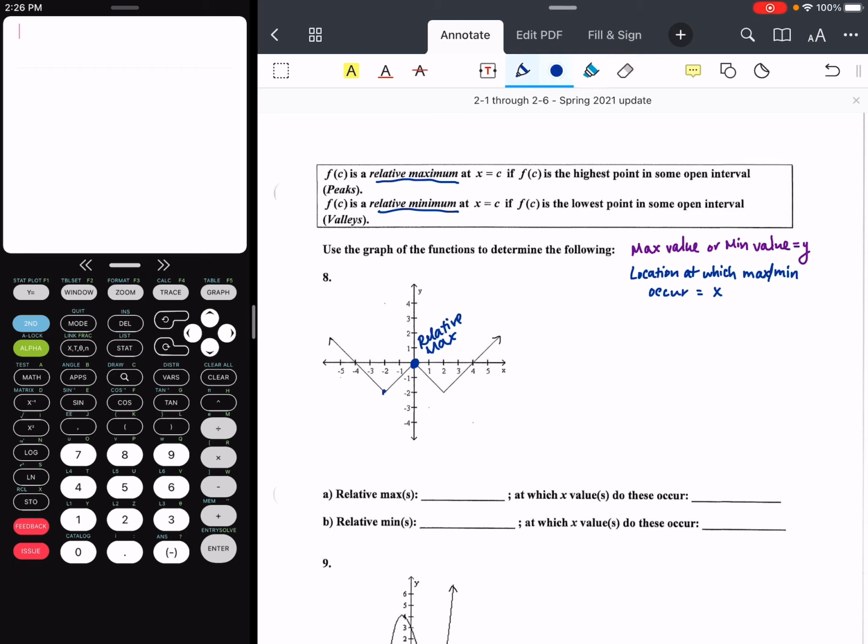All right, and then if we look over here, these 2 points visually are relative min, short for relative minimum.